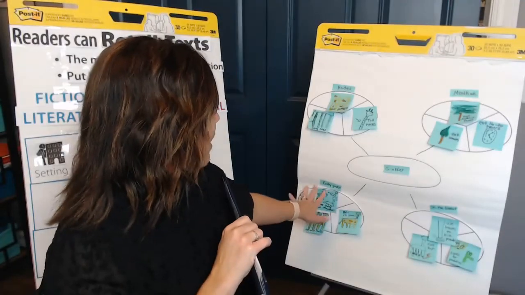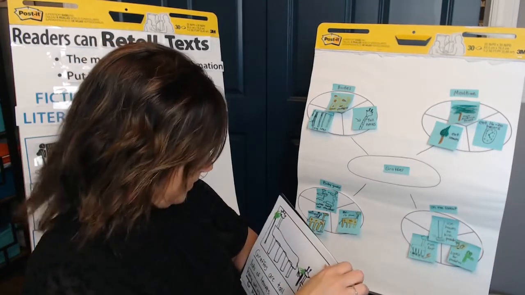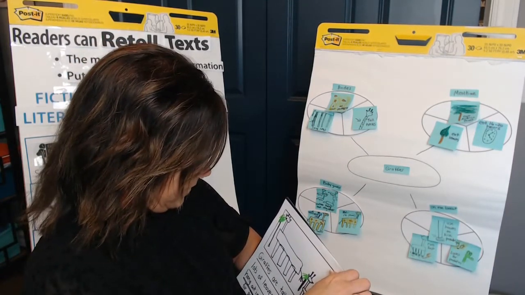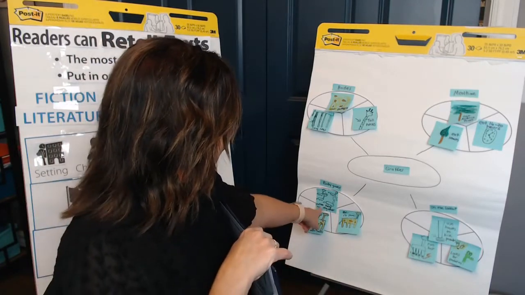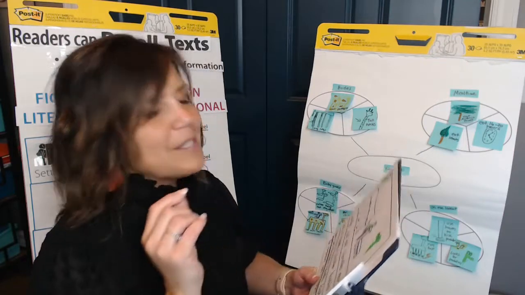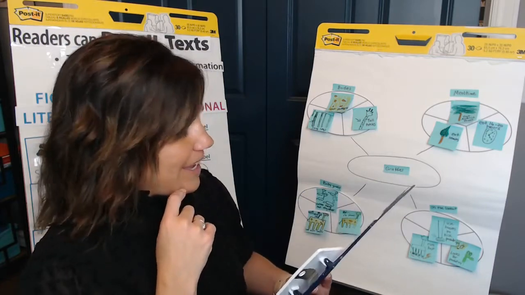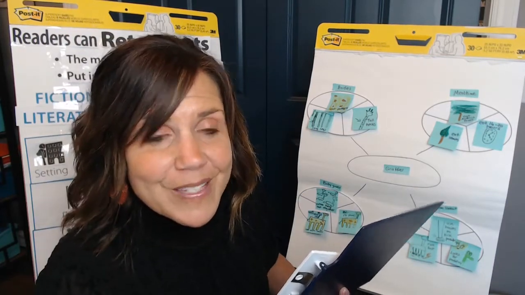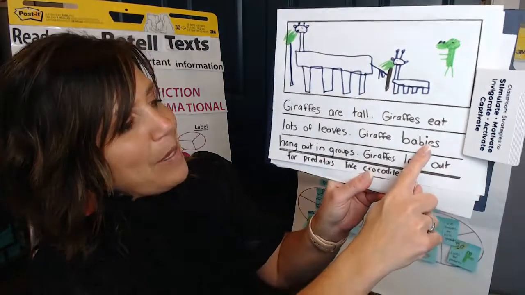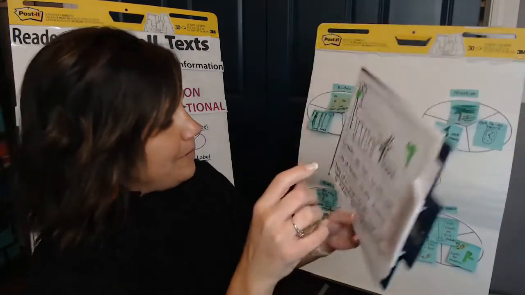And then what could we say about baby giraffes? You guys think of a sentence for that. What could you say about baby giraffes? You like how they hang out in groups together? I never really knew that before. How could we say that in a sentence? Giraffe babies hang out in groups? Can we say that? Giraffe babies hang out in groups, period.